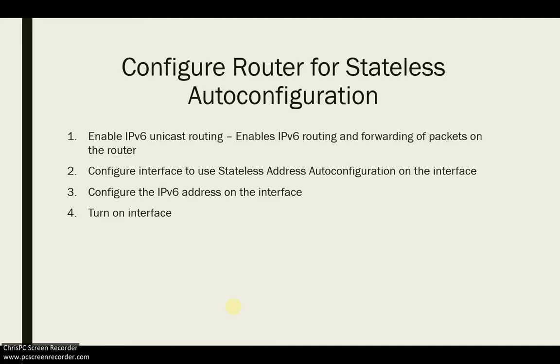You first enable IPv6 unicast routing. This allows the router to route IPv6 packets and to forward them. You then configure an interface on the router to use the stateless address auto configuration. You configure an IPv6 address on the interface, and you turn on the interface.